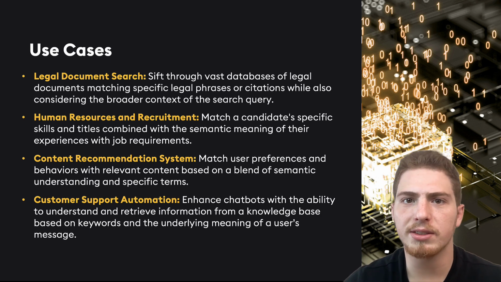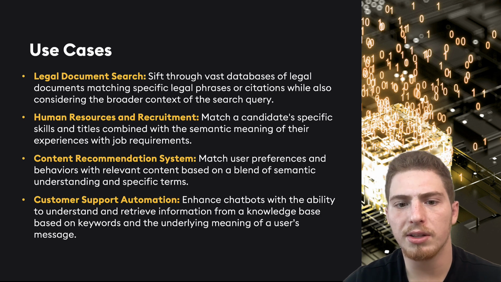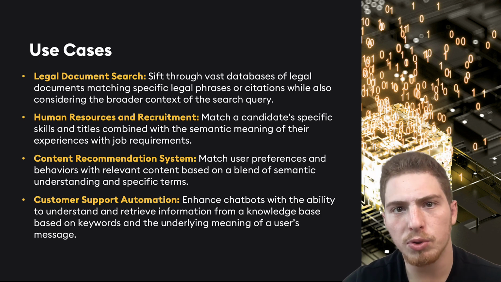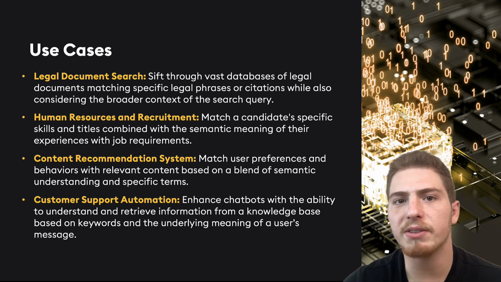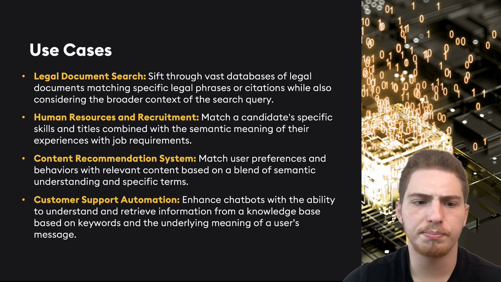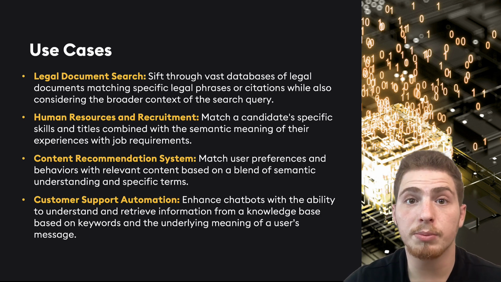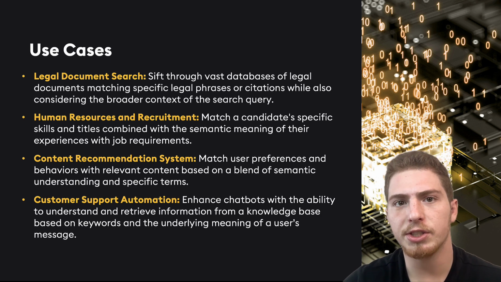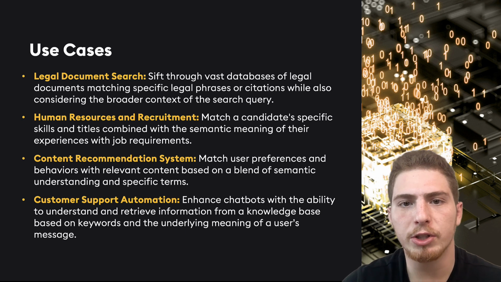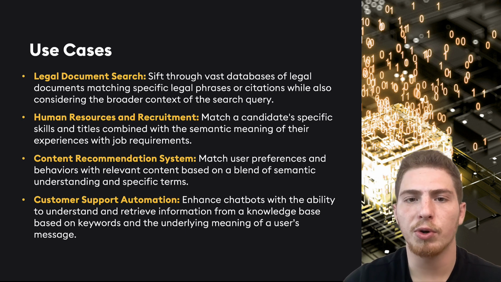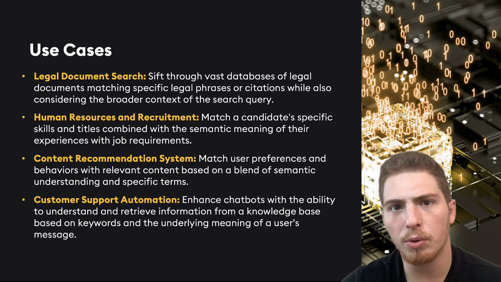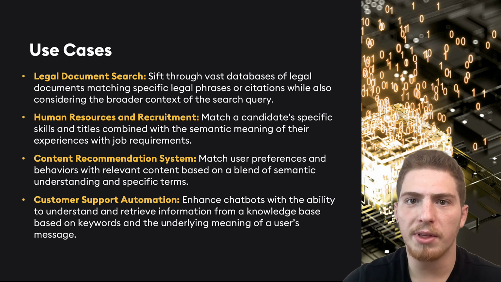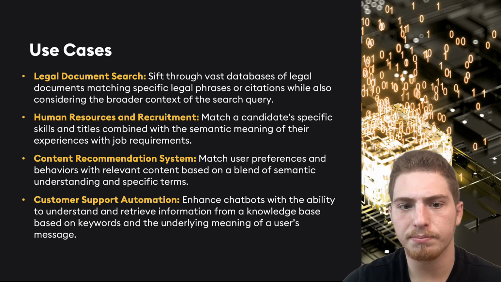We can also create a content recommendation system where we not only find similar content semantically, but we also want to add an understanding of specific terms the user is interested in. We could also do customer support automation. For example, for searching our knowledge base or documentation, often there's going to be specific terms that are specific to your company or your documentation that the embedding model won't completely understand. And for that, hybrid search is going to be extremely effective.